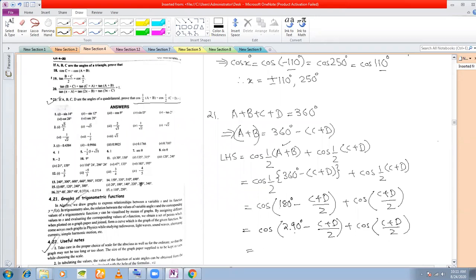This is an even multiple, so cos will remain cos. And in which quadrant? 2 into 90 degrees is the second quadrant. Minus C plus D by 2 remains in the second quadrant, in which cos is negative. So it is negative cos of C plus D divided by 2, cos of this entire angle, plus cos C plus D divided by 2. So these two will give you 0, equal to RHS.